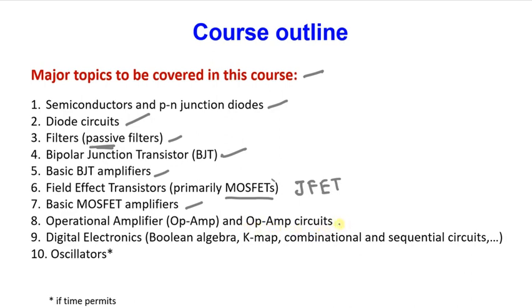Okay. So once we finish all this part, which is primarily the analog electronics part, we can go directly into the digital electronics part. In digital electronics, we will learn what Boolean algebra is, how to reduce Boolean expressions using different techniques, for example the Karnaugh map, then different combinational and sequential circuits, etc. Finally, if time permits, we will also look into the different types of oscillators.